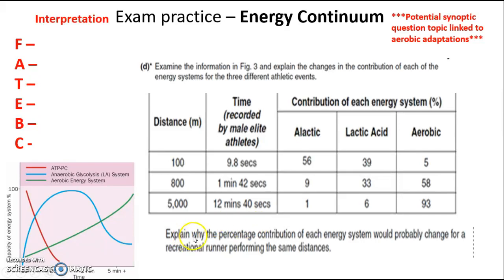This bit is really important because this will be your part two. Explain why the percentage contribution of each energy system will probably change for a recreational runner performing the same distances. And you have to then start to talk about the adaptations that would have taken place as a result of training. So you could maybe link in a few anaerobic adaptations, your strengths, but mainly aerobic things for this. So let's have a look then at what you'd be looking for in a mark scheme.